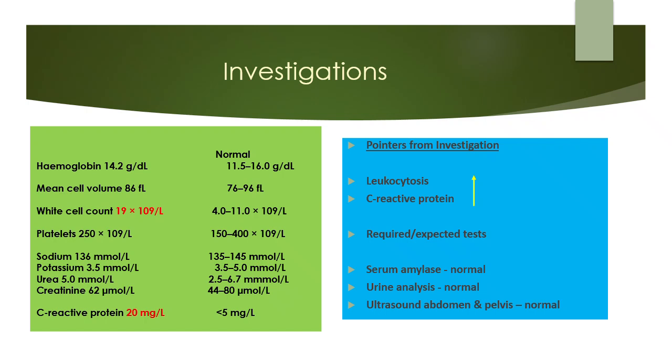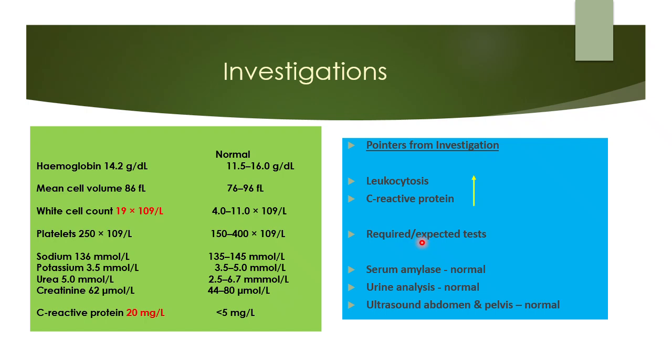Then go into the investigations. It is notable in these results of investigation, the white cell count is raised, suggesting some form of infection. The C-reactive protein is also increased, which suggests some acute inflammatory phase. These are the pointers: leukocytosis and C-reactive protein, which suggest some infection or inflammatory process that is going on.